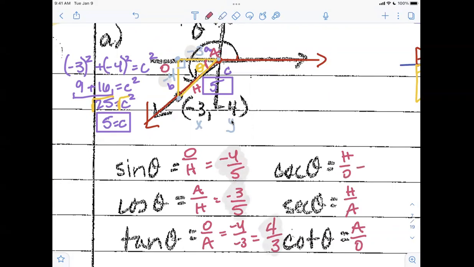And then now we flip all of them. So I get 5/-4. That's messy. We get 5/-3. And we'll get -3/-4, which we know will become +3/+4. Okay.